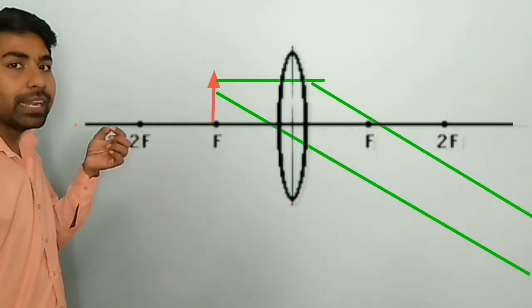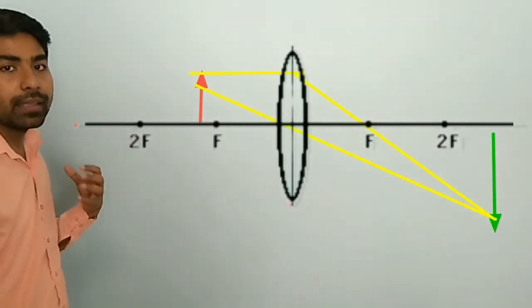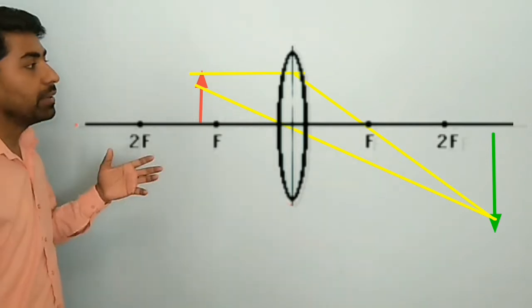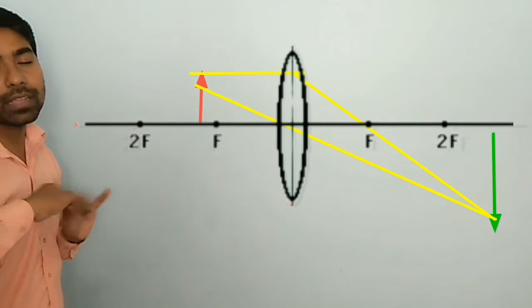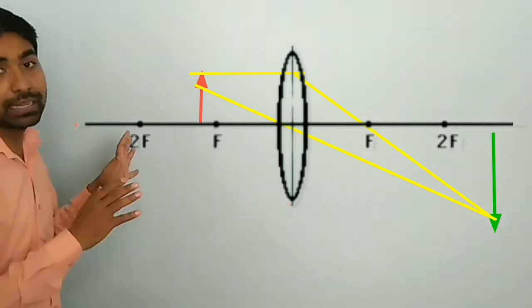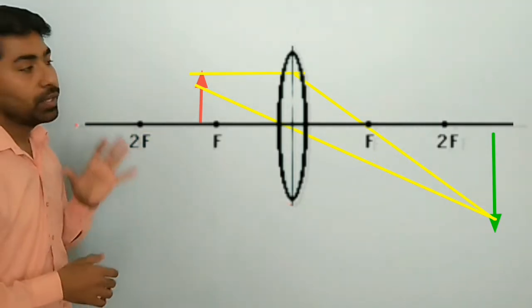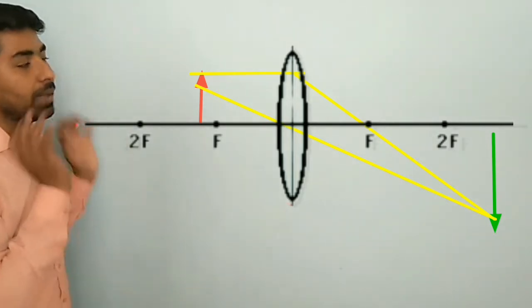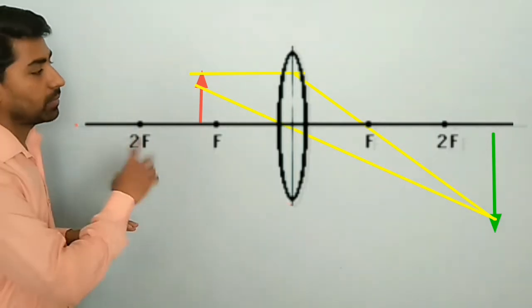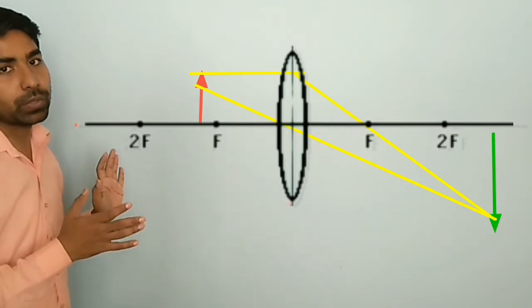Now put the object a little bit back again. Now what will happen? We will see a real and magnified image. Whatever it is magnified, we can't magnify further using a single lens, because we have seen. So this position is final now. We can magnify an object with a real image up to this only.